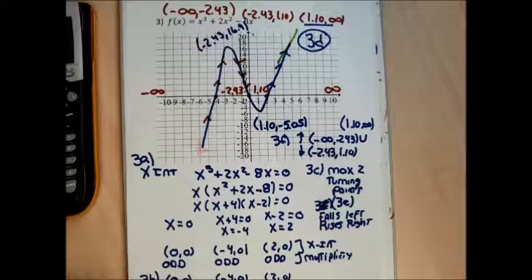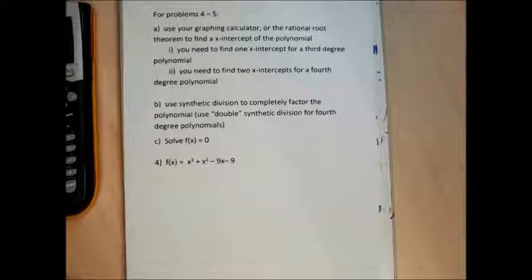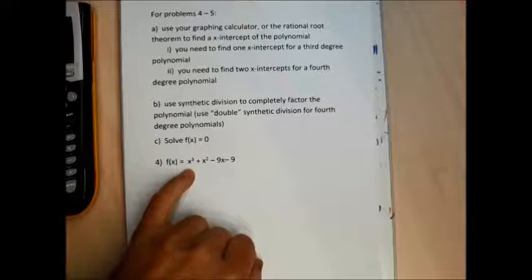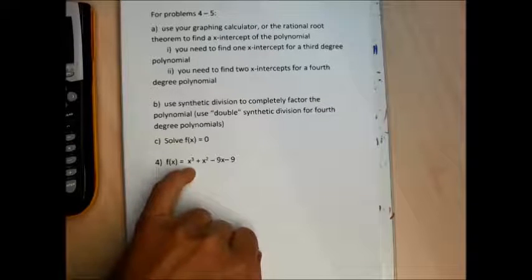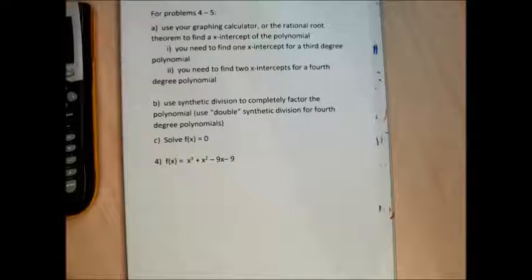All right, that's just the first 3 problems, and that's already 24 minutes. It's going to be a long review. So 4 and 5 are the synthetic division problems. Each of problems 4 and 5 gives us a cubic, and in part A, they want us to use my graphing calculator to find any x-intercept of the polynomial.